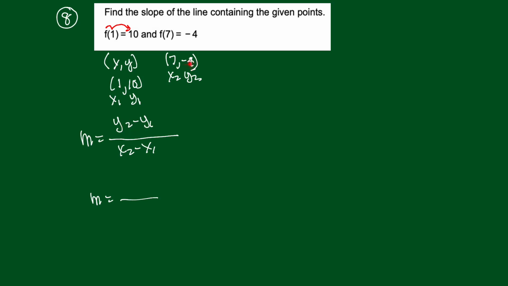Up here, second y is negative 4. First y is 10. So negative 4 minus 10. Bottom: second x, which is 7, right? Second x is 7. First x is a 1. So what do we get here? m is equal to negative 14 over 6. We can reduce. 2 will divide each one of those, so I'll get negative 7 over 3.